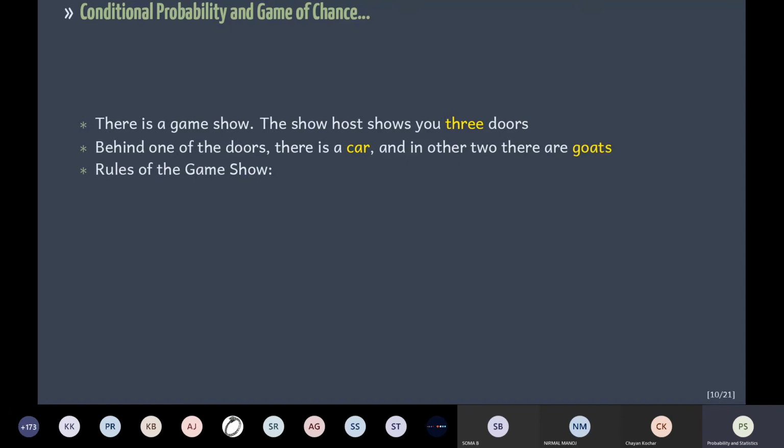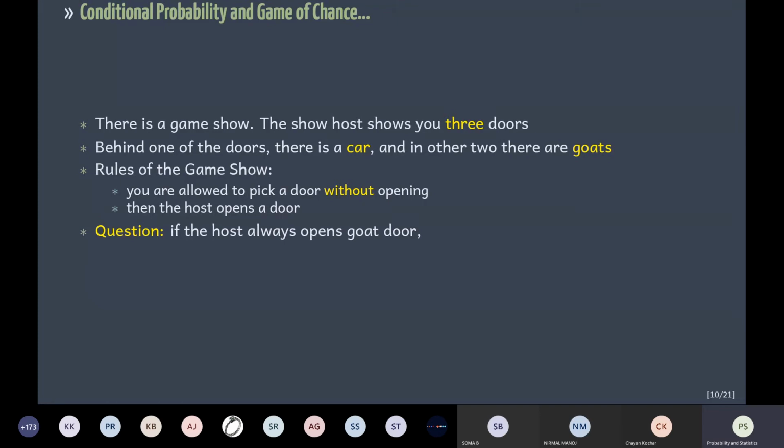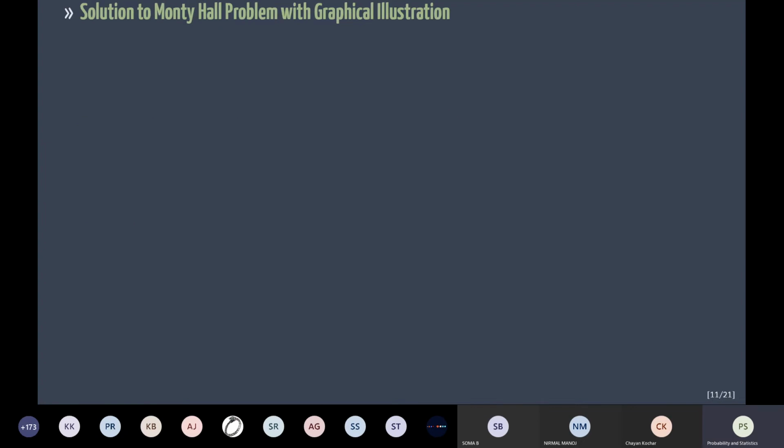The rules of the game are the following: you are allowed to pick a door without opening it. Then the host opens a door. Remember that the host knows which of the doors has the goat. So the host will always try to open a goat door, because he has the knowledge of where the goat is. Now the host allows you to change your decision. So the question is, is it wise to change your door?